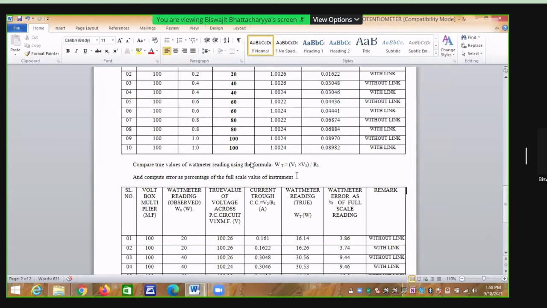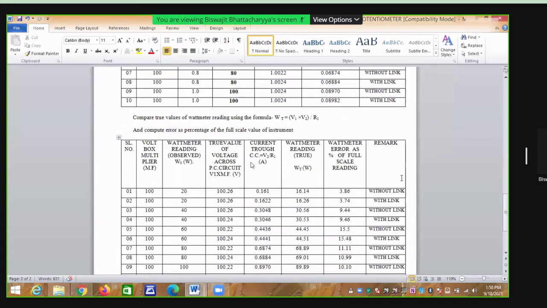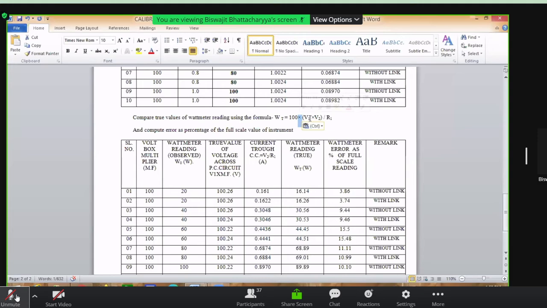So WT is V1 into V2 by R1. Actually this is not correct, it should be 100 into V1, because 100 volt is the ratio. Again there is a mistake, so I'll change it. So it is 100 into V1 and V2 by R1. Okay, that is it. So that is the wattmeter reading.